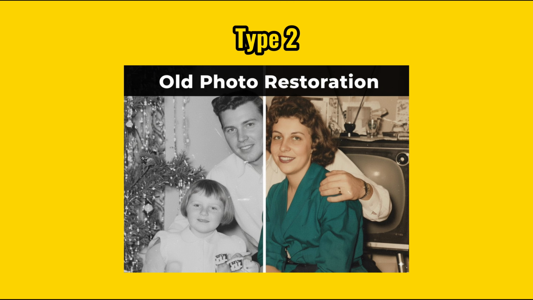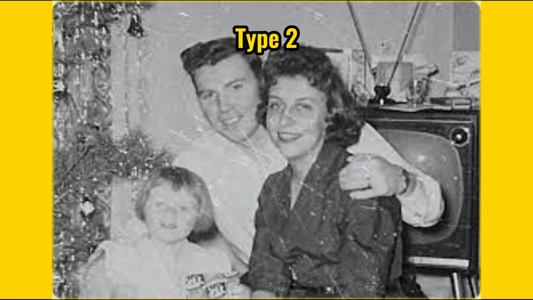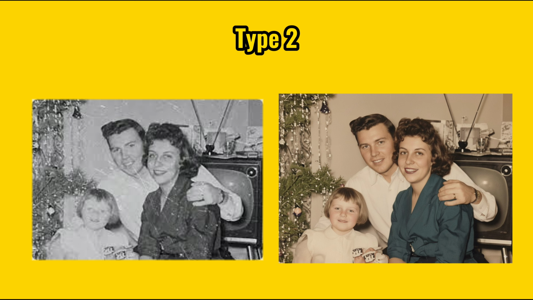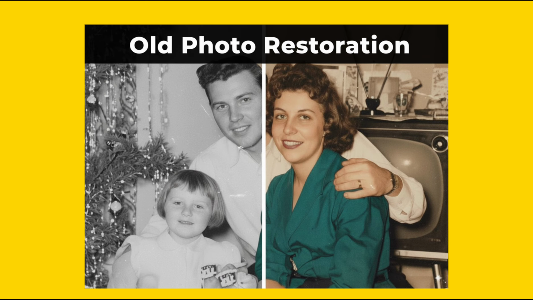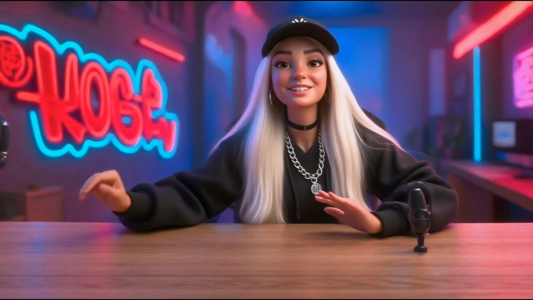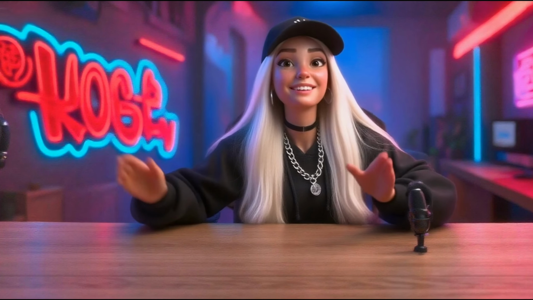The second type is a bit more advanced. Let's say I want to show a before and after comparison of photo restoration, like the old photo example I mentioned earlier. In this case, I first upload both images, then tell Nano Banana exactly what I need. For example, place the before photo on the left, the after on the right, and add the right text in the middle. And here's the result: clean, clear, and perfectly usable. This workflow can save content creators a ton of time and production cost when making thumbnails.